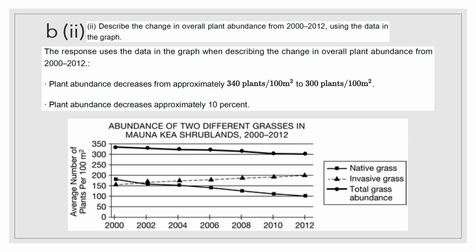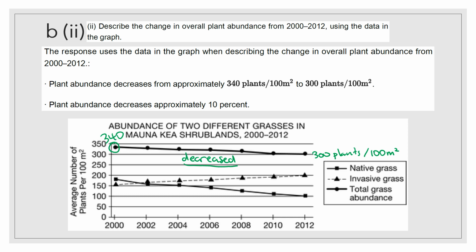So I took a look here, and my number seems to indicate that at around 340, and we have to use very specific units. This is the number of plants, so it's 340 plants per 100 meters squared, and it decreased, this is a key word, decreased to 300 plants per 100 meters squared. So that's the complete answer.